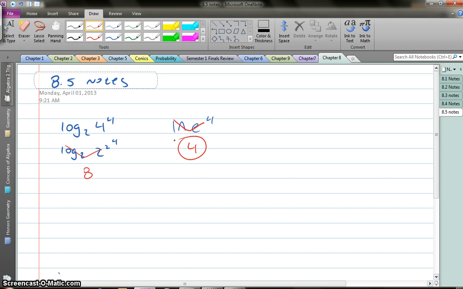Let's try one more, a tricky one. I'm going to go natural log of 1 over e squared. Think about it: in order to move this up to the top to match them up, I would have natural log of e to the negative 2nd power, because when you bump it up, our exponent becomes negative. My natural log and my e cancel, so I'm left with negative 2 as a solution.